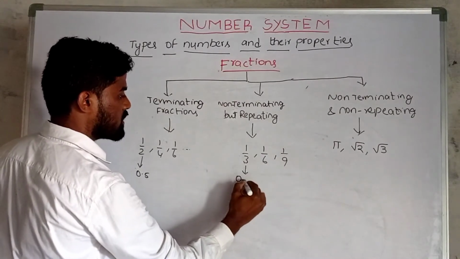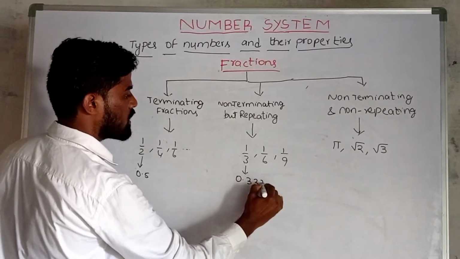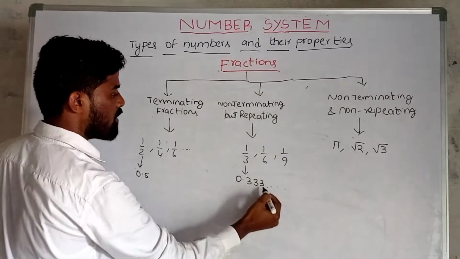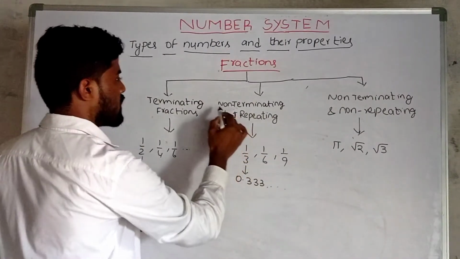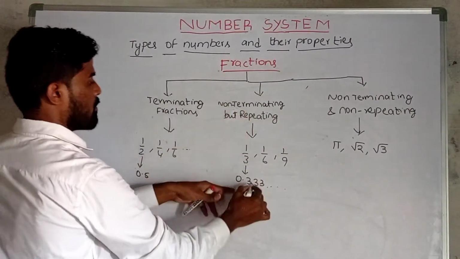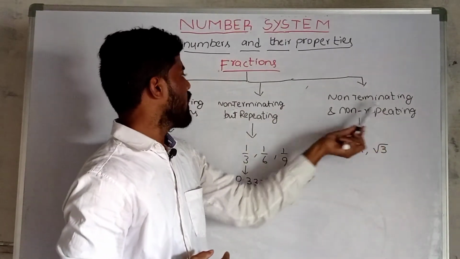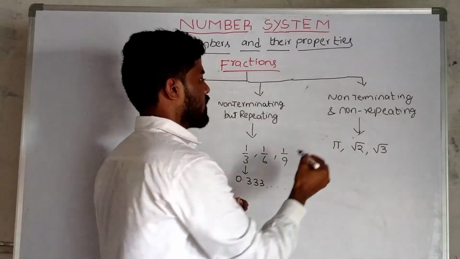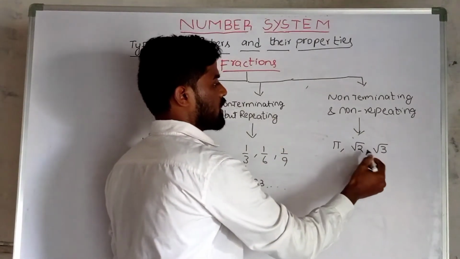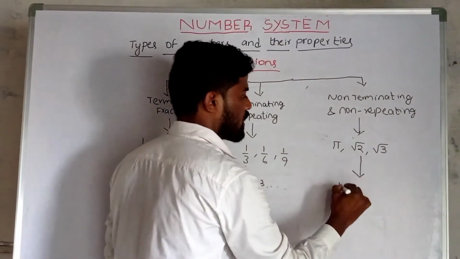1 by 3 becomes 0.333 and it continues. It doesn't have a perfect ending. That's why we call it as a non-terminating but repeating fractions. Non-terminating and non-repeating fractions, pi, root 2, root 3. These are irrational numbers.